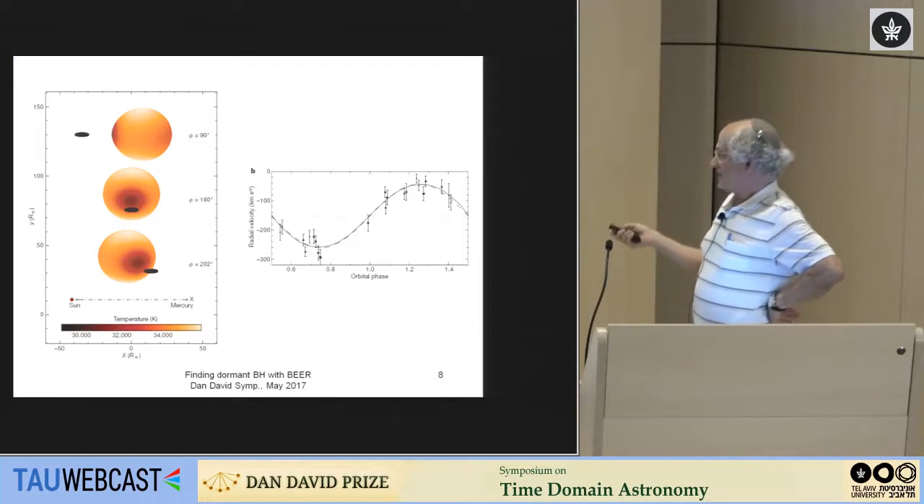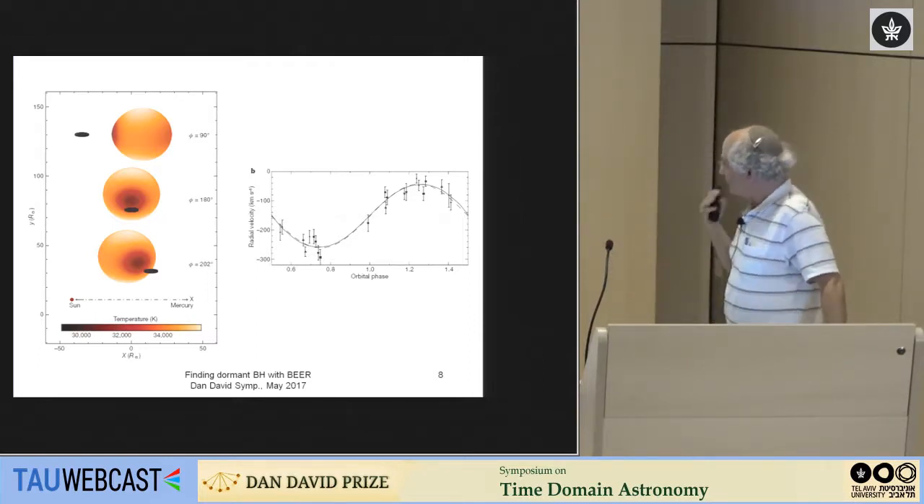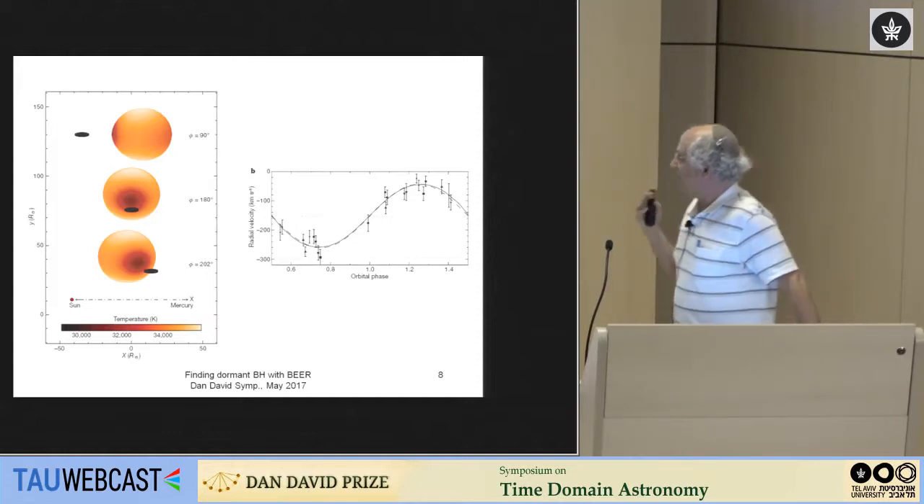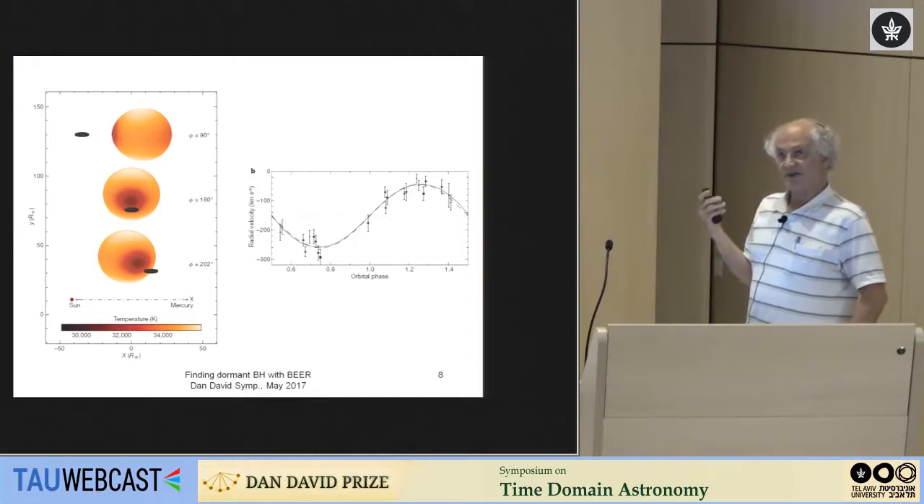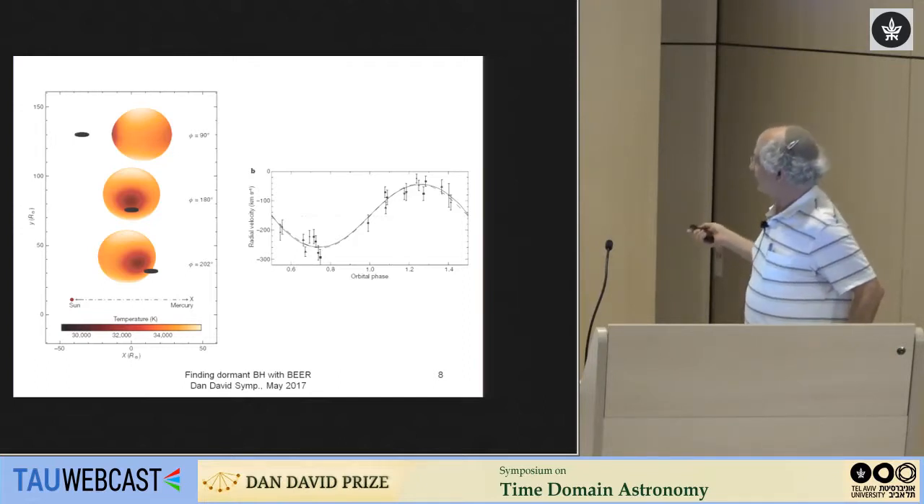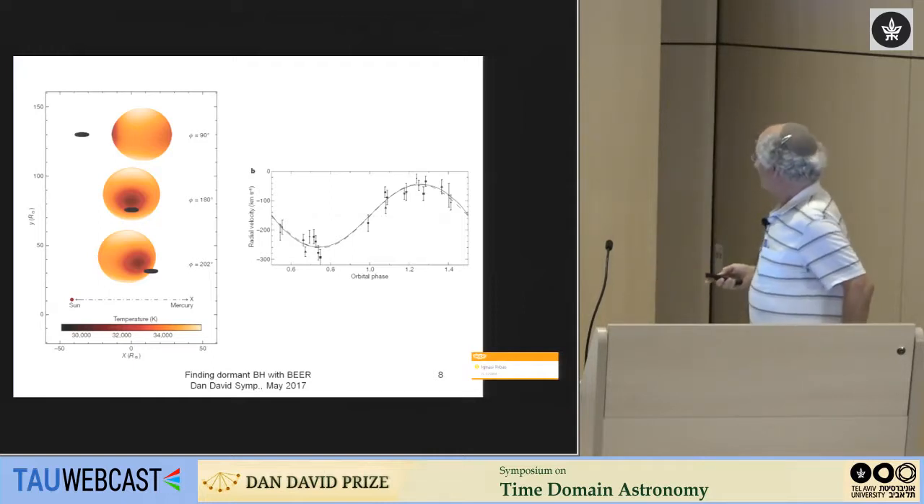And after you discover that, you look for the optical companion. I repeat, all of them were discovered by X-rays. And then you identify the star, and then you do radial velocity. So from the radial velocity, you can estimate the mass of the black hole.